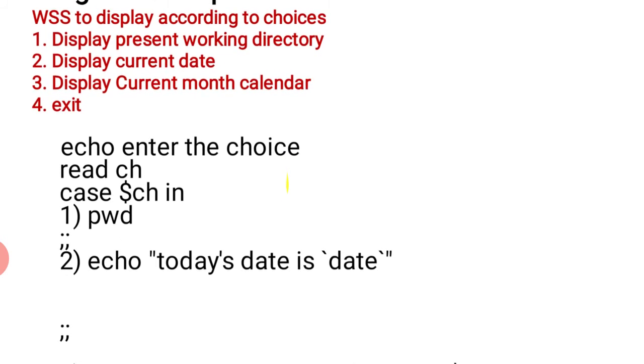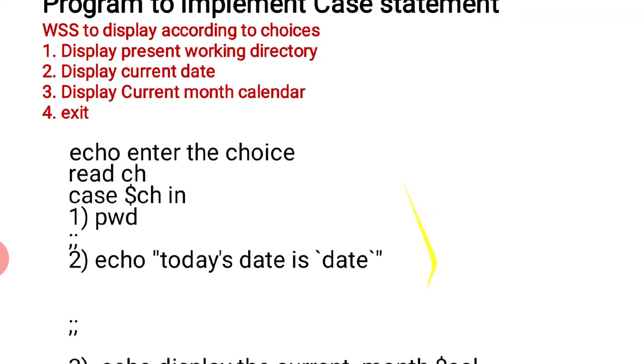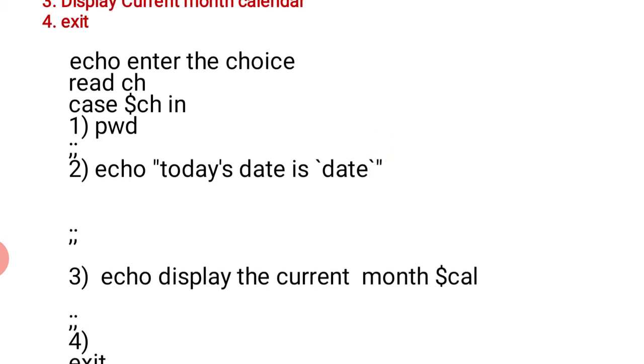So, to display the present working directory, which command do we use? pwd. Next one is echo today's date is, to display the current date, the second part. So, in the second part, today's date is date. With the date command we have used backticks, not single quotes. So, each choice is terminated or closed by a double semicolon.